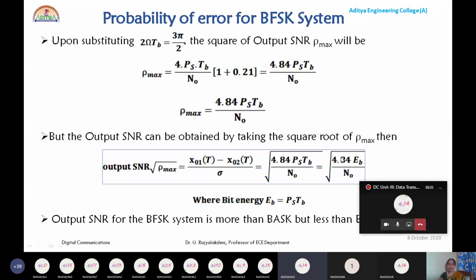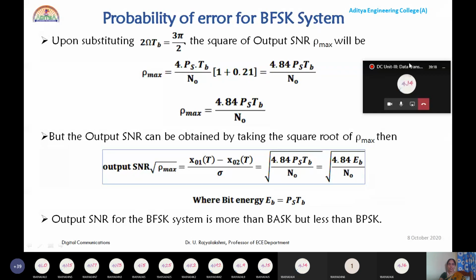Very good. So what can you conclude from that? How much did you obtain for BFSK? Square root of 4.84 EB by N naught. Okay. Now what can you say as a conclusion? For BPSK, output SNR will be high.